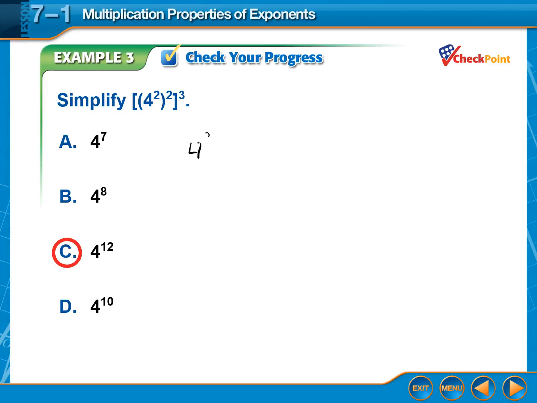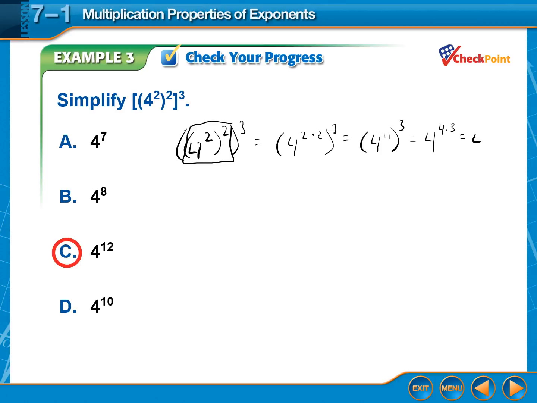If you did 4 squared to the second power and then to the third, just like when you're doing order of operations, start at the innermost part of the parentheses. So 4 squared to the second power means I'm going to take 4 squared and multiply the 2 times 2. So 2 times 2 is 4, so 4 to the fourth. Then I raise that to the third power, so I'm going to multiply those exponents again. So 4 times 3 is 4 to the 12th.